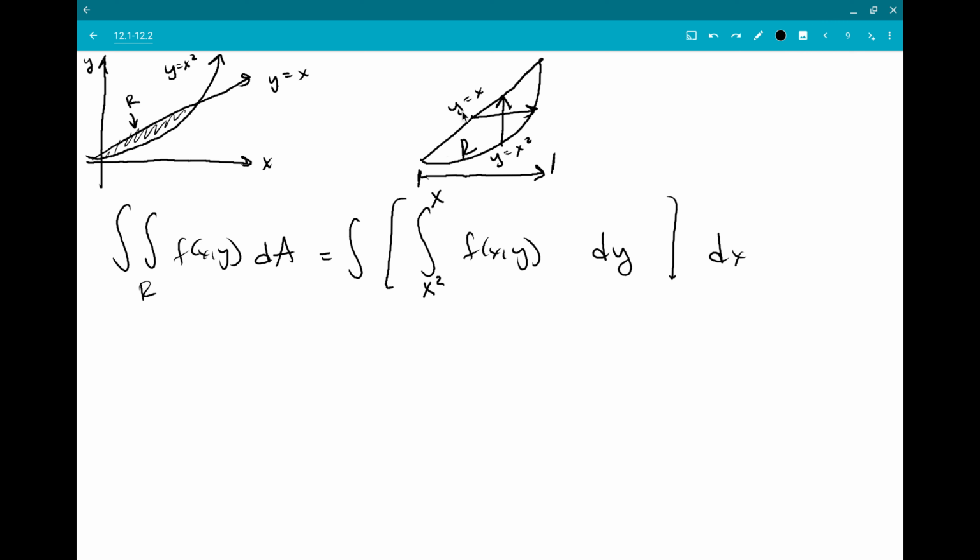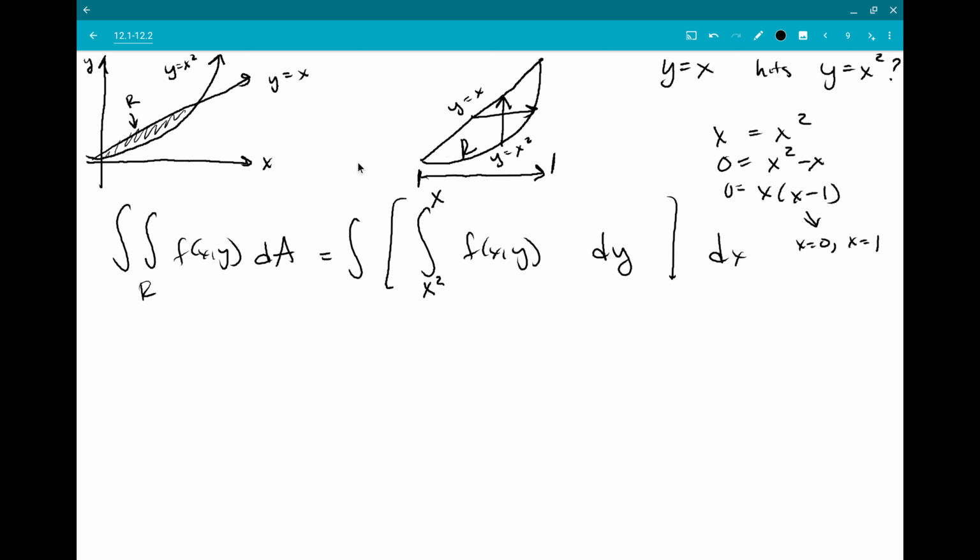And to do that, we actually have to solve for the intersection of these curves. So I want to know when y equals x hits y equals x squared. And I'm looking for values of x, so I'm going to set the two x parts equal. I'm going to say, when is x equal to x squared? So if you wanted to, you could reorder this: 0 equals x squared minus x. So we've got x times x minus 1. And so that intersection happens at x equals 0 and at x equals 1.